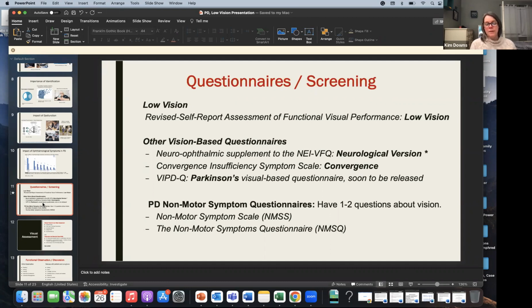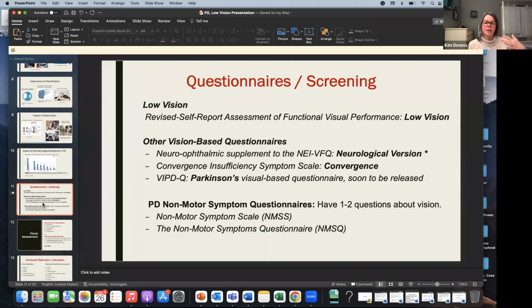If you have experience with visual remediation, or maybe if you work in a neurological setting, you may have come across the Convergence Insufficiency Symptom Scale, which covers all the things that are affected by decreased convergence. And from the studies I mentioned prior from Carlegen Bourne, they're trying to release a Parkinson's specific visual scale, which would be called the VIP-Q, which would be very handy to have for a Parkinson's clinic.